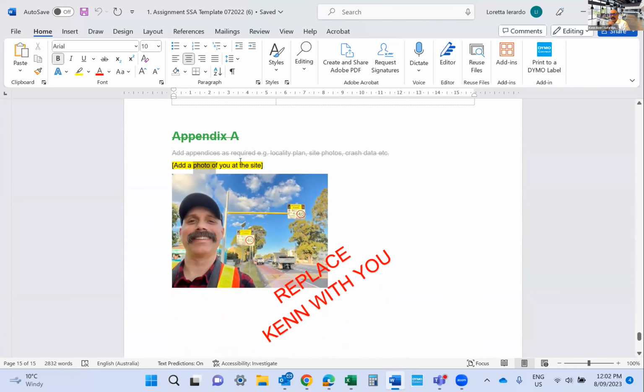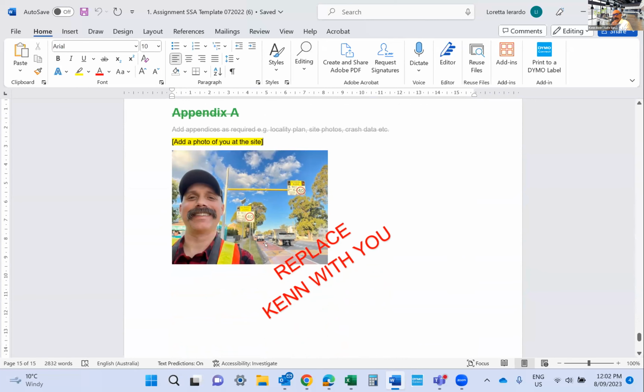And you take a photo of yourself at the site. You can see me at a site. Where am I there? I'm in New South Wales looking at school speed zones. We just want you to prove to us that you went to the site, because that's part of our training requirement, that you've gone to a site and been through that process. So prove to us that you did.